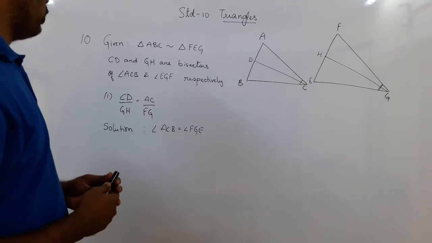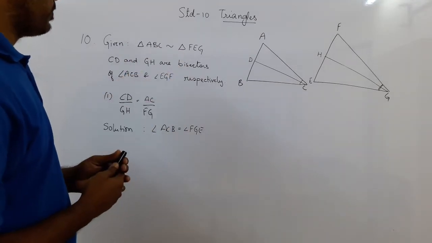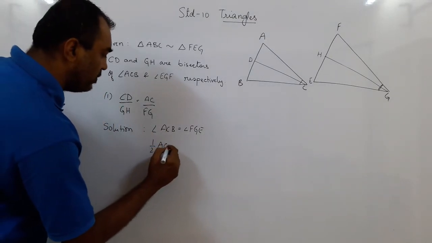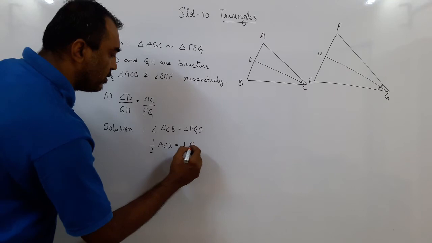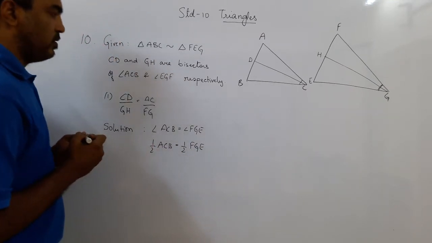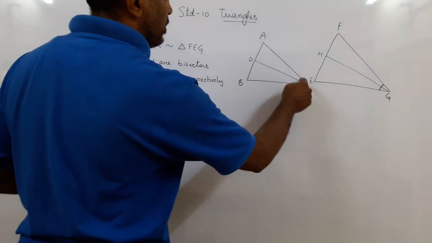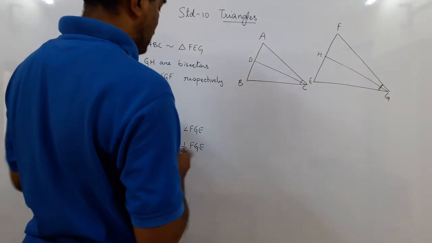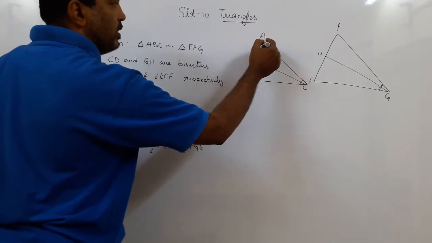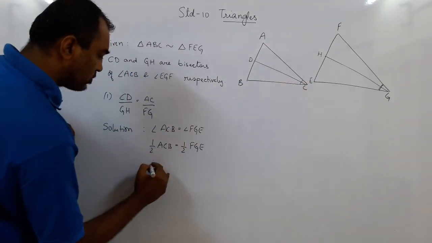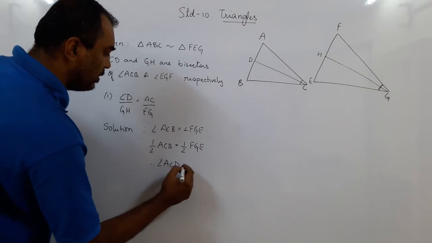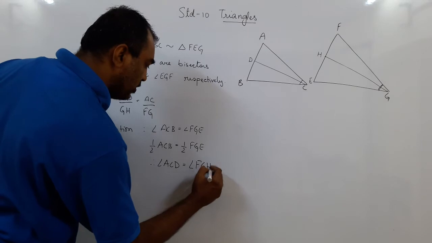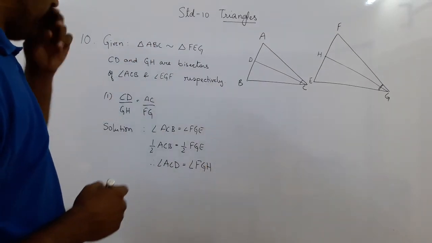These two angles are congruent because the triangles are similar. But if they are congruent, then taking half on both sides, the half of ACB is the half of FGE. So this angle and this angle are equal, so the half is also equal, and therefore angle ACD equals angle FGH. I hope it is clear till here.